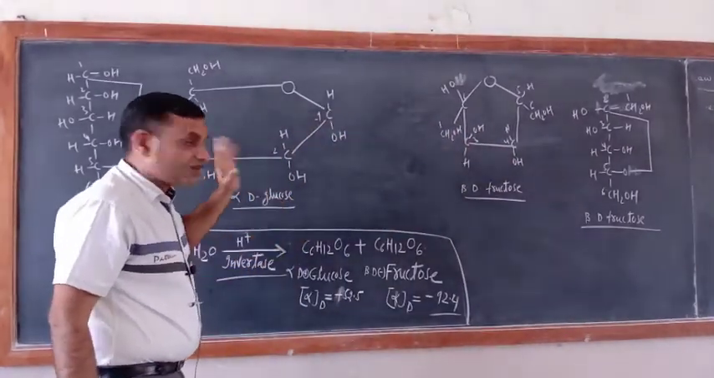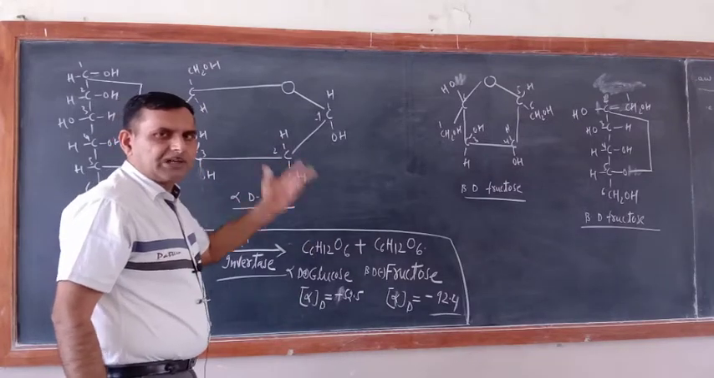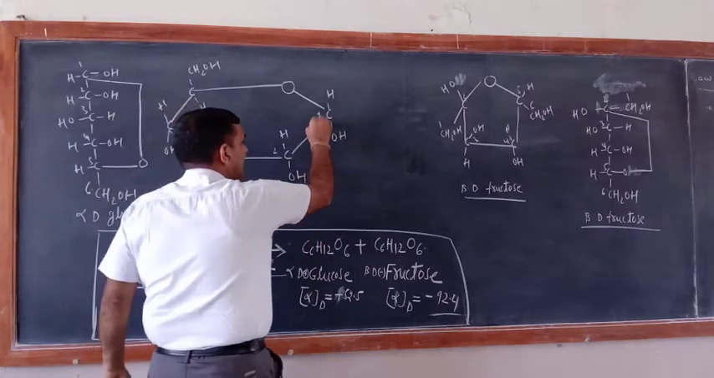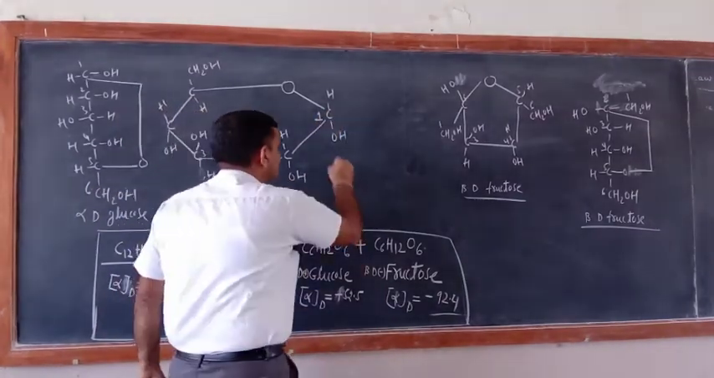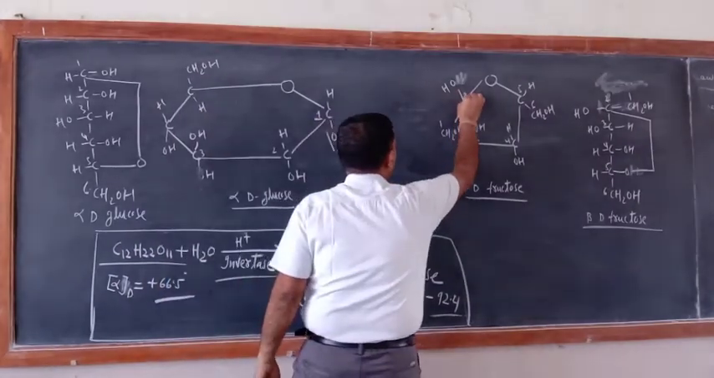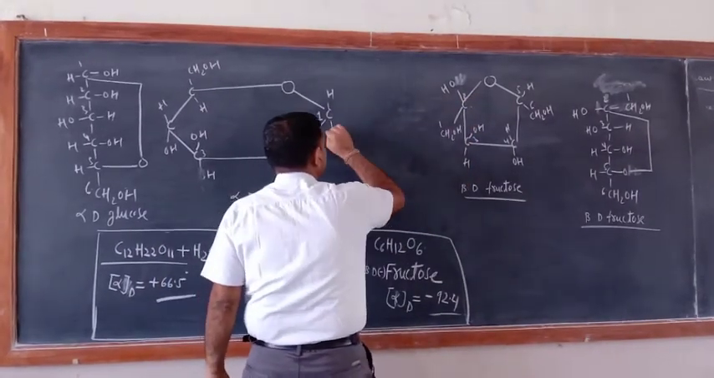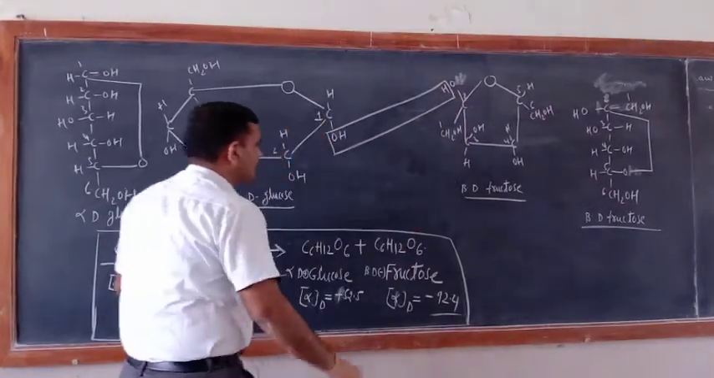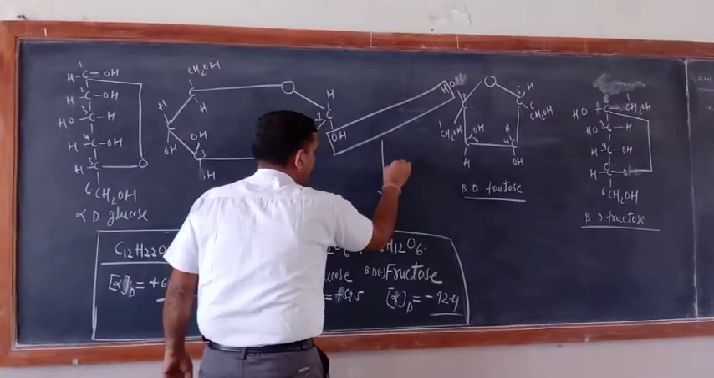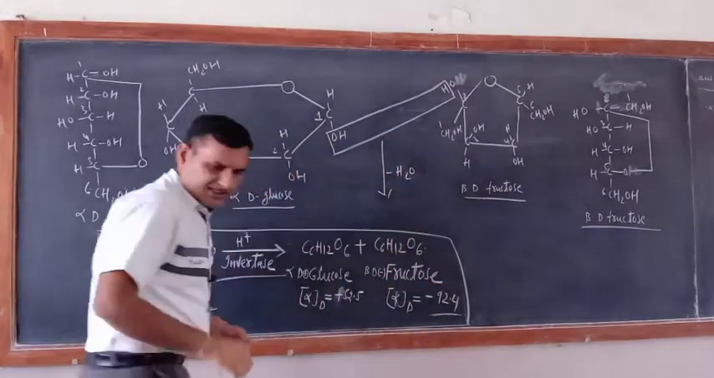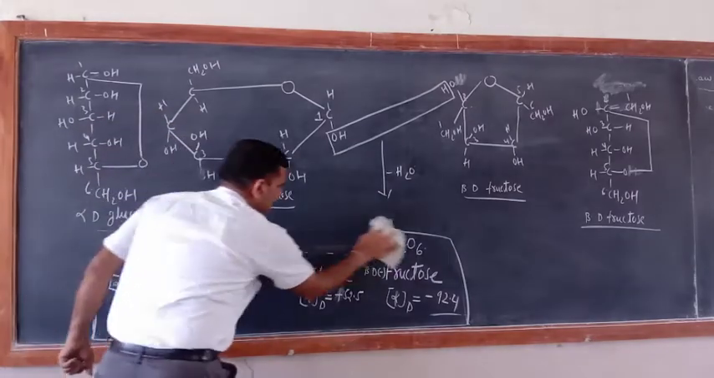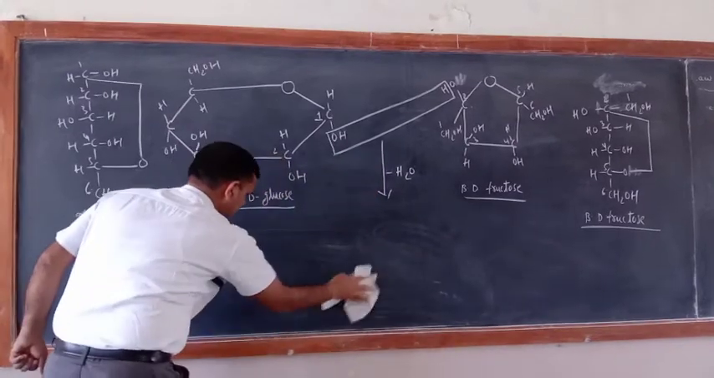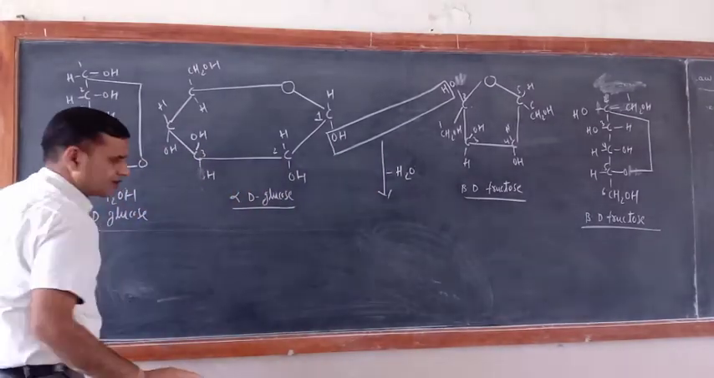Now remove 1 molecule of water. How will you remove it? At carbon 1 of glucose an OH group is there, and at carbon 2 of fructose an OH group is there. So OH of one unit and H of the other unit are removed, minus H2O. Now these monosaccharide units are held together with the help of a glycosidic linkage.